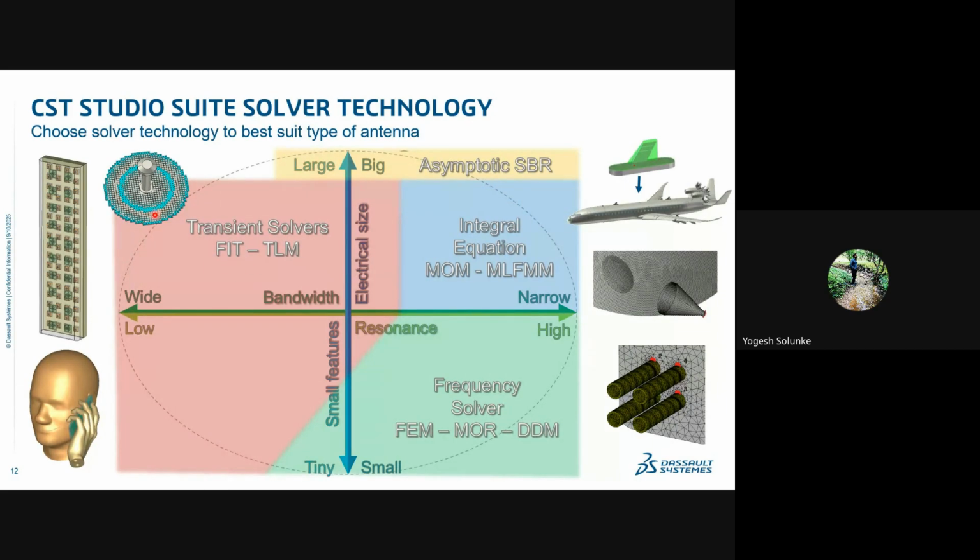If you have an antenna whose bandwidth is quite wide and electrical size is large, then you can go ahead with the time domain or TLM solver. And if your structure is highly resonating and electrical size is quite small, like narrowband antennas or anything related to that, then you can use the frequency domain solver, which is backed by the FEM technique.